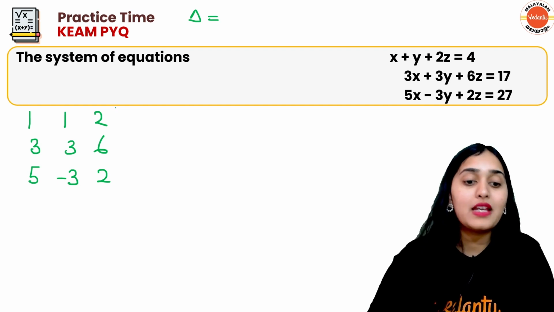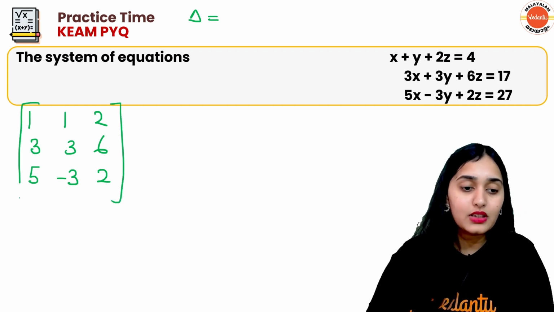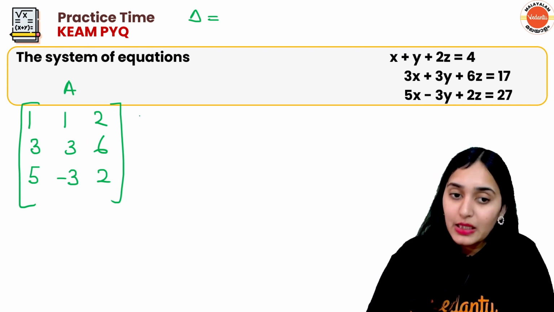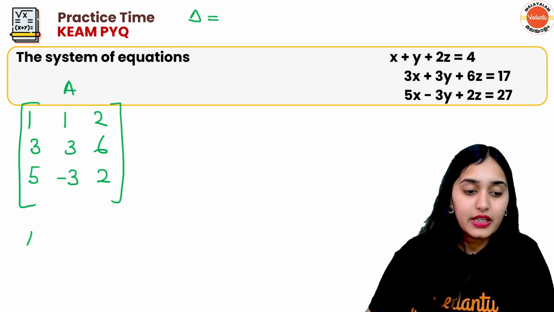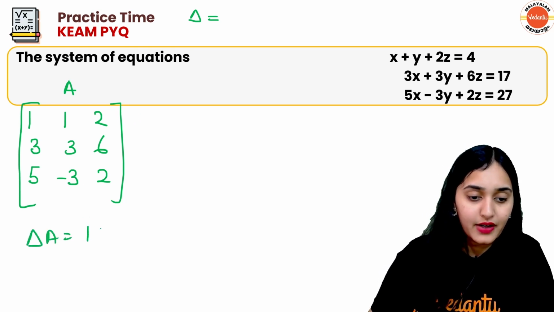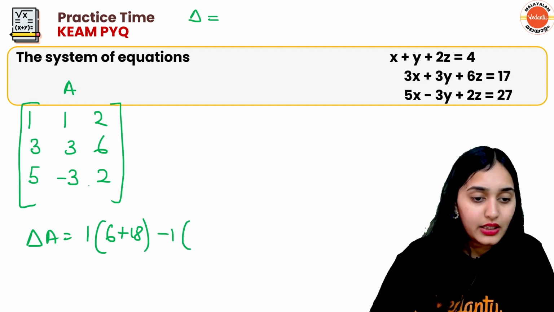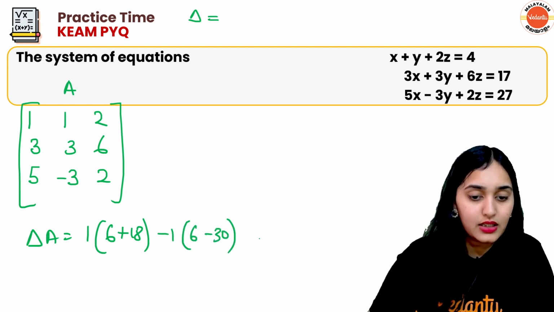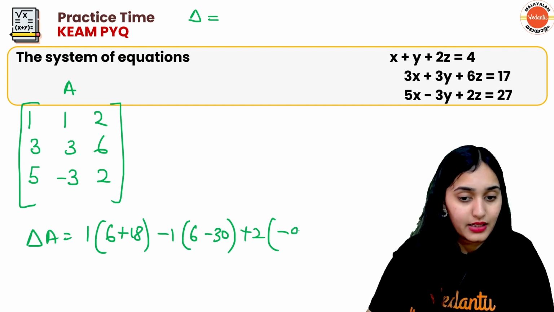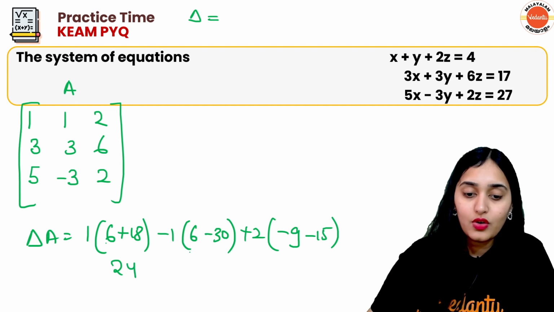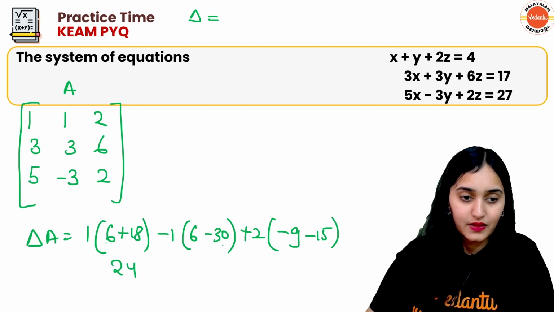Now the first step is to find the determinant of this matrix. Suppose you call it A matrix. First you find the determinant of A. So the determinant of A is 1 into 3 times 2 is 6, 6 minus 3 is 18, minus 1 into 3 times 2 is 6, 6 times 5 is 30, plus 2 into 3 times 3 is 9, 5 times 3 is 15.